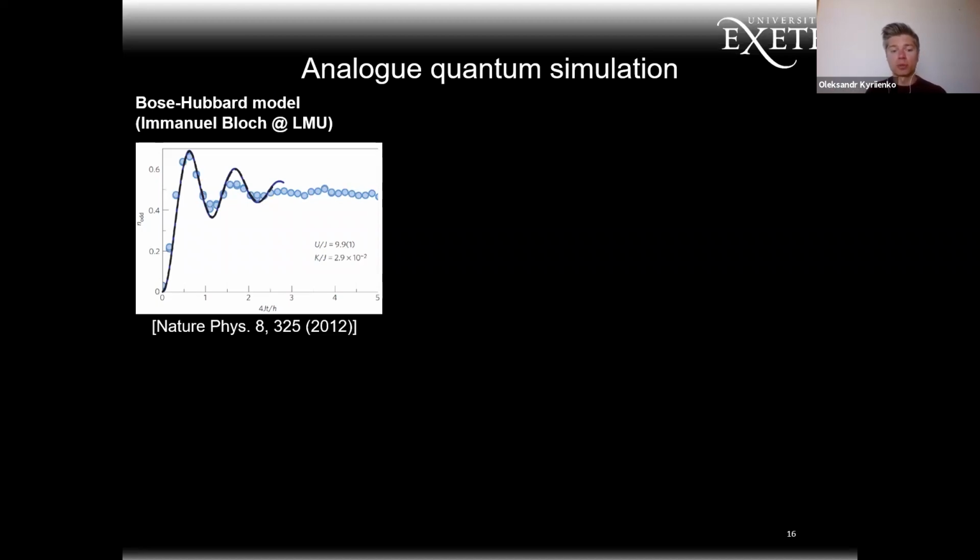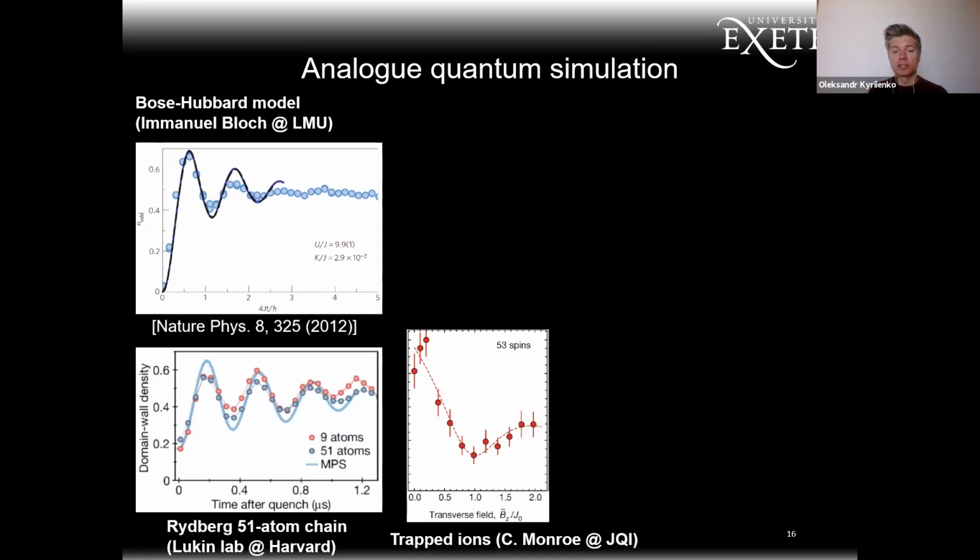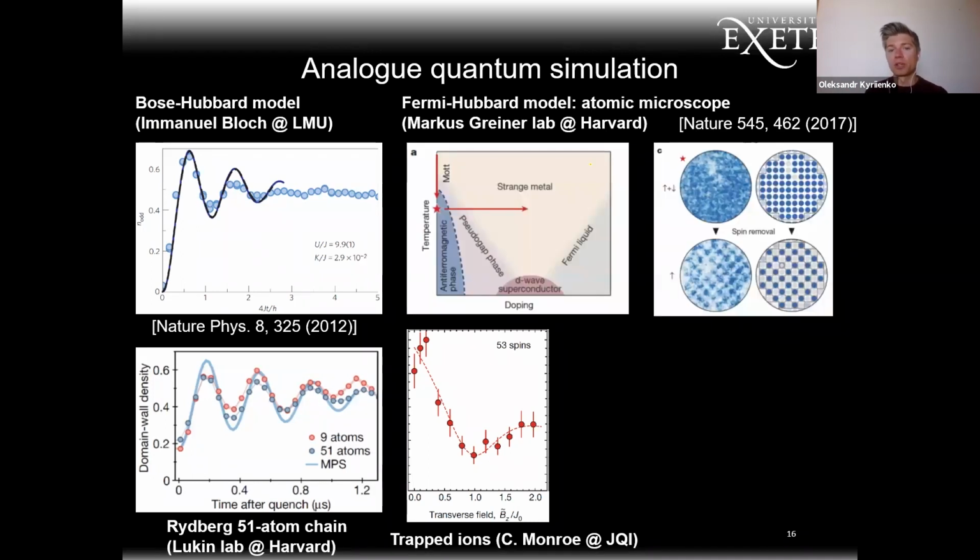But you could also imagine Rydberg atom chains from Lukin lab and Chris Monroe's lab, where they study dynamics in the system for rather long times, difficult to do classically. And an even more exciting result is for the Fermi-Hubbard model, because the lab of Markus Greiner at Harvard does the following. They can prepare a lattice of fermions that are interacting.